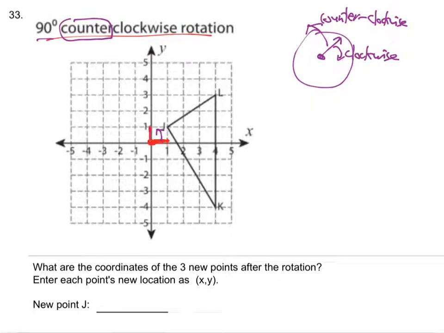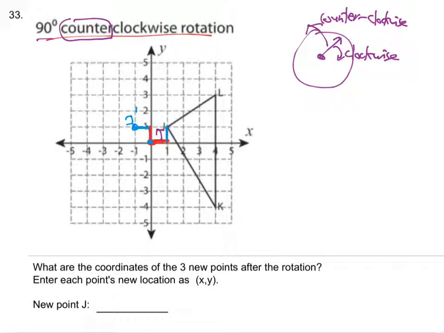So the old arm went over 1 and then it went, let's try to be clear here. The old arm went over 1, up 1 to get to the point J. So the new arm is going to go up 1, over 1. Can you see, because it's rigid, we don't bend it, we just twist it. About that center right here, we just twist it 90 degrees. So instead of going right 1, up 1, it's now going to go up and left. And so there's going to be the new point J prime, the new coordinates for J.